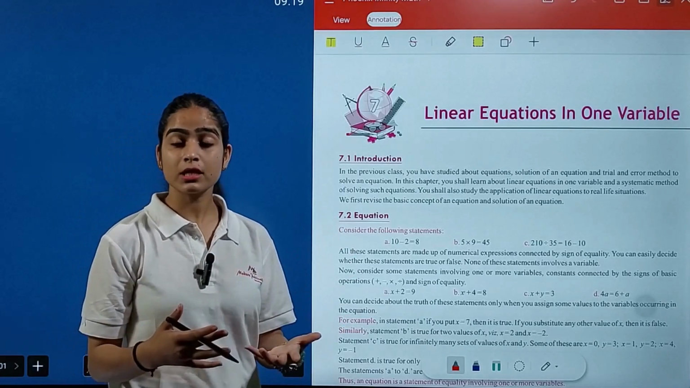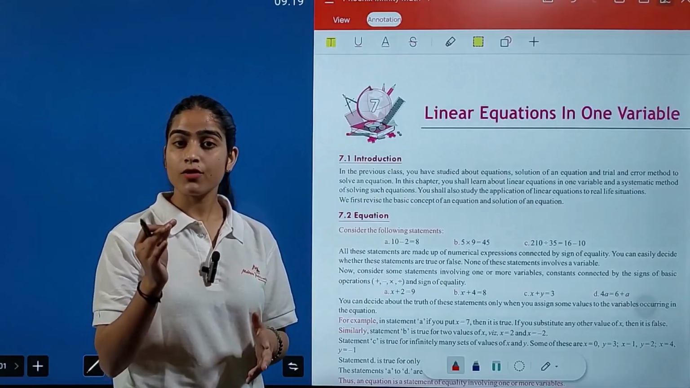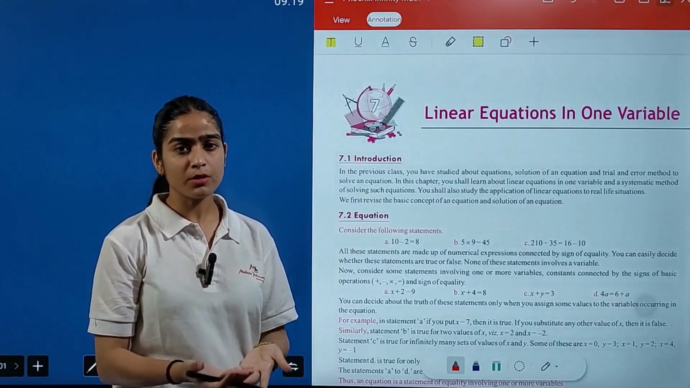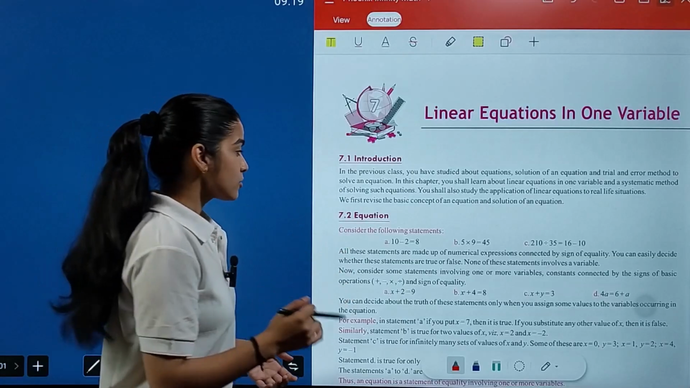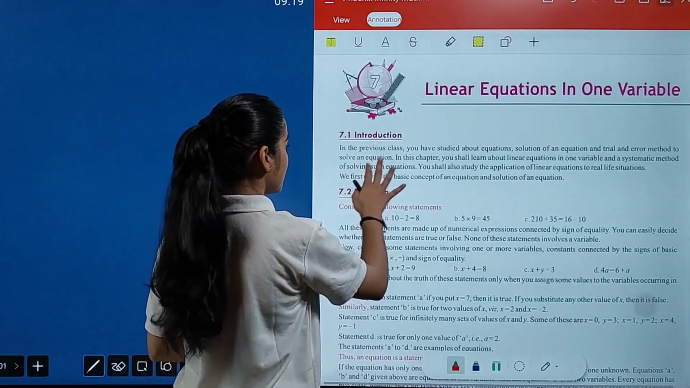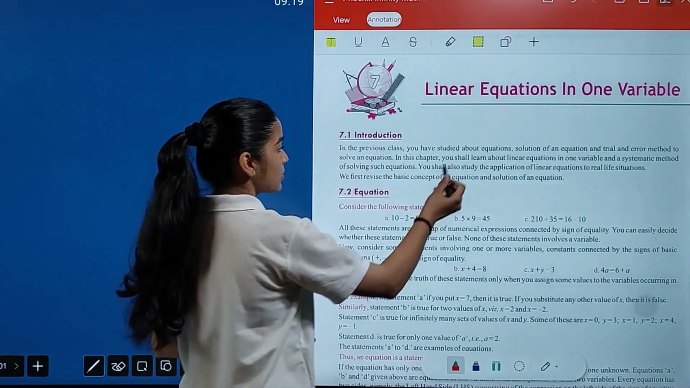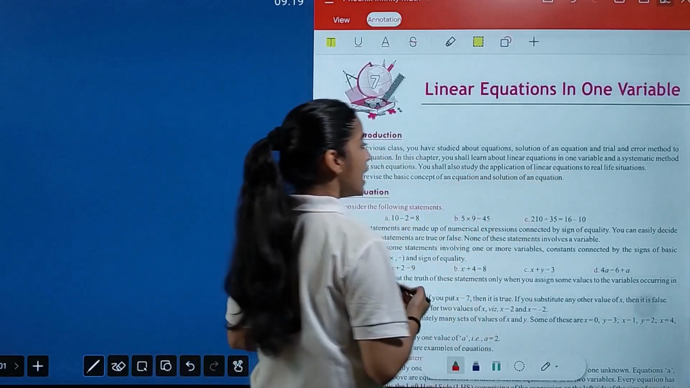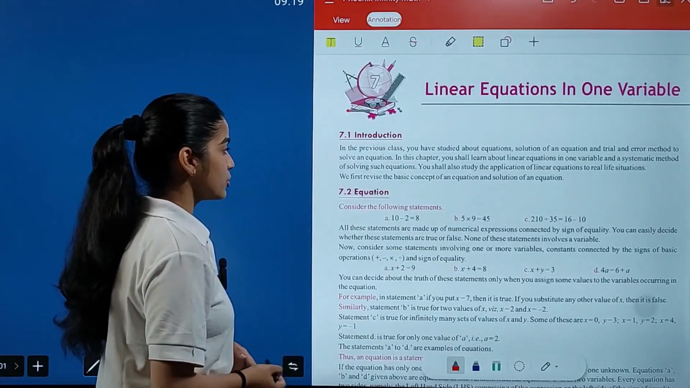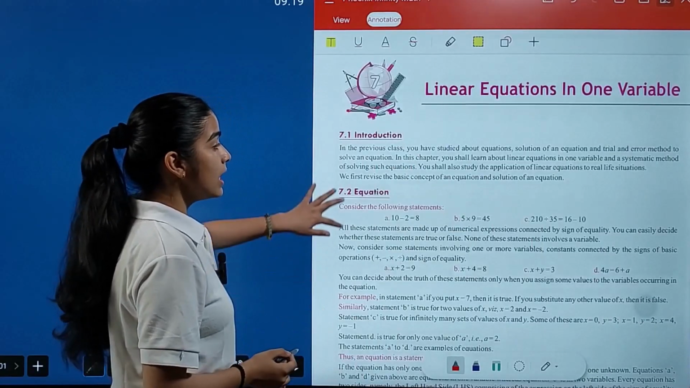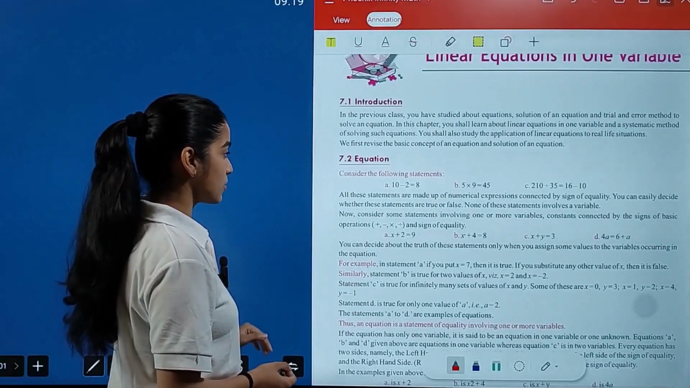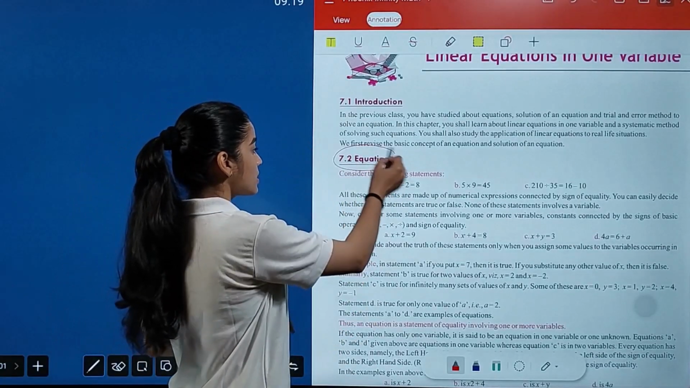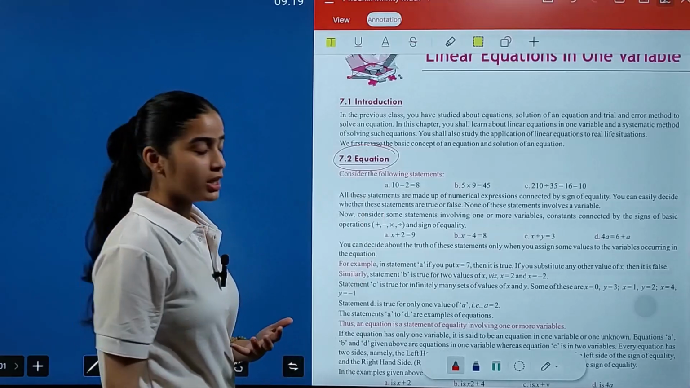You can also say that when we have a sign of equal in an algebraic expression, it's called a linear equation in one variable. So let's start with it. In the previous class you studied equations, solution of an equation, and the trial and error method to solve an equation. In this chapter you will learn about linear equation in one variable and a systematic method of solving such equations. First of all, we have to understand what is meant by an equation.